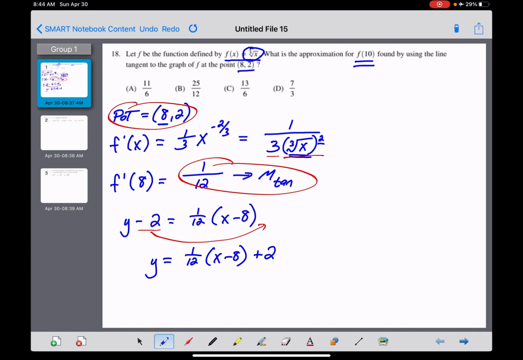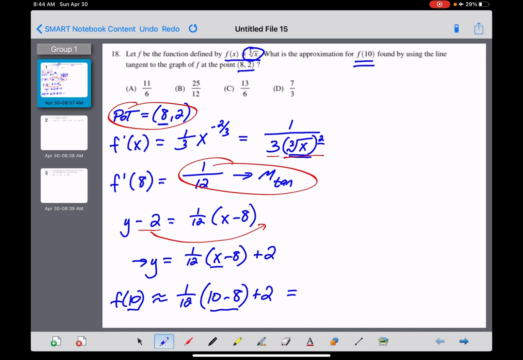And we're trying to come up with an approximation then for f of 10. So remember, guys, that the tangent line approximation right here means we can just take this 10 value and plug it in for x and see what happens. So f of 10 will be approximately equal to, let's just write it out now, 1/12 times 10 minus 8, plus 2. And if you can do some of that in your head, good for you. You might not need to write all that out.